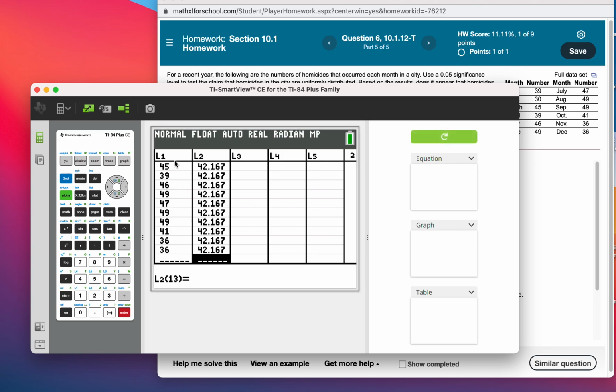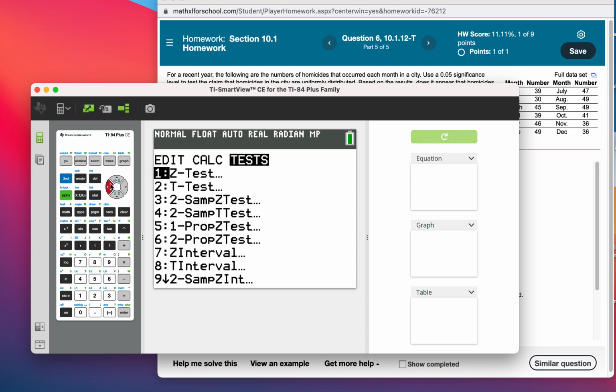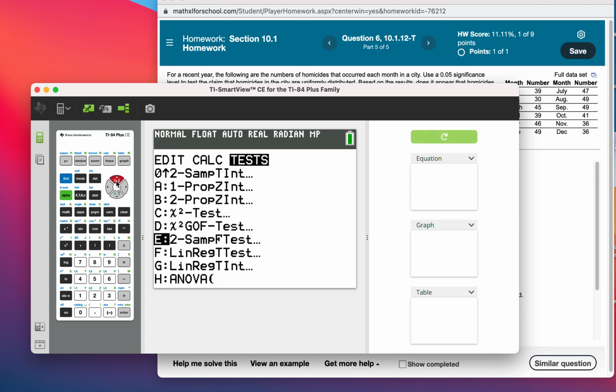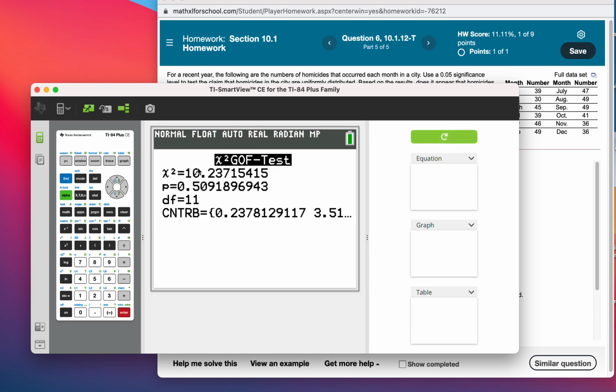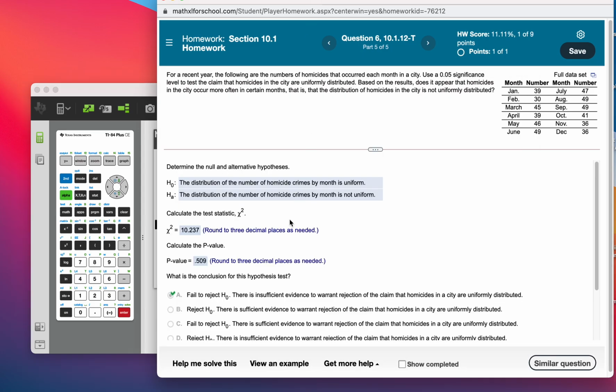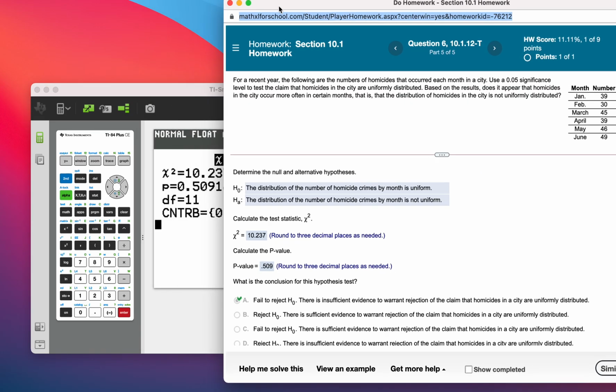Okay, so this is my observed, this is my expected. Hopefully from the notes you realize that these can't have decimals, these can. I'm going to quit out of that, and now we're doing a chi-squared goodness of fit test, GOF. Hit enter, L1, L2, I have 11 degrees of freedom. Go down to calculate, hit enter, and there we go. There's my chi squared, 10.237. It gave me my p-value, 0.509.